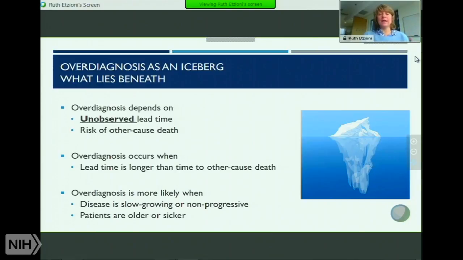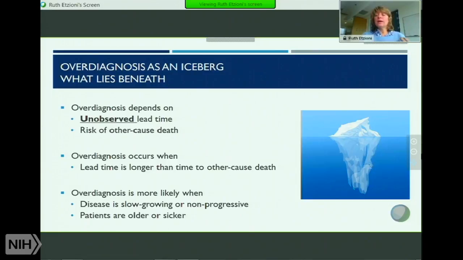So the first one is that it is unobserved. Once an individual is screen detected, typically treated, we do not know when that point of clinical diagnosis would have occurred. So it depends on this unobserved lead time, and it also depends on the risk of other-cause death. And that's why we can think of overdiagnosis as an iceberg. First of all, we're finding cancers that are below the surface that would not have presented. They're latent cancers, but they're being brought up to the surface by screening.